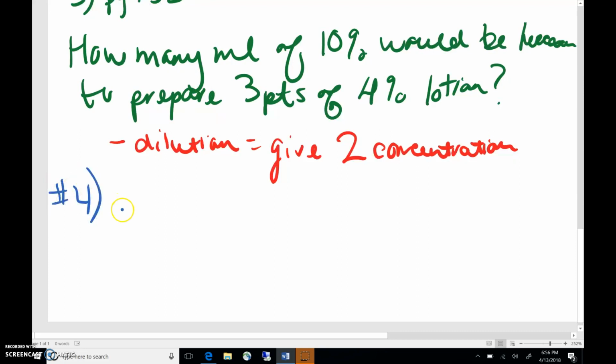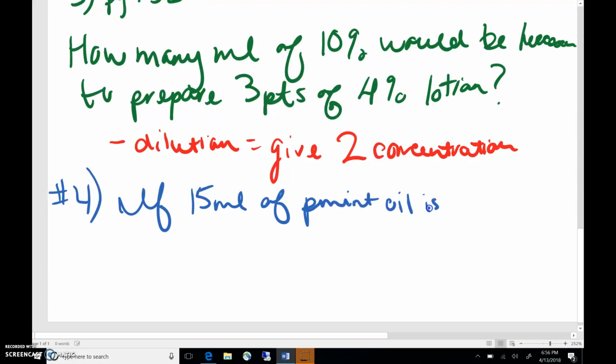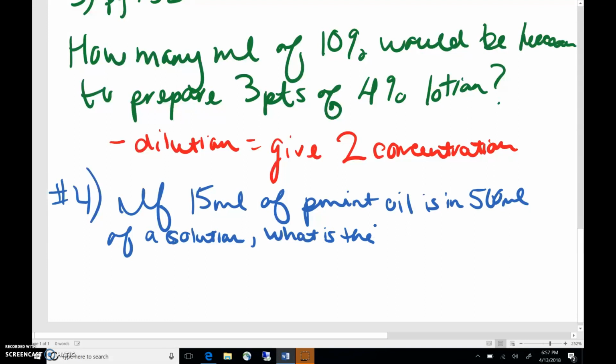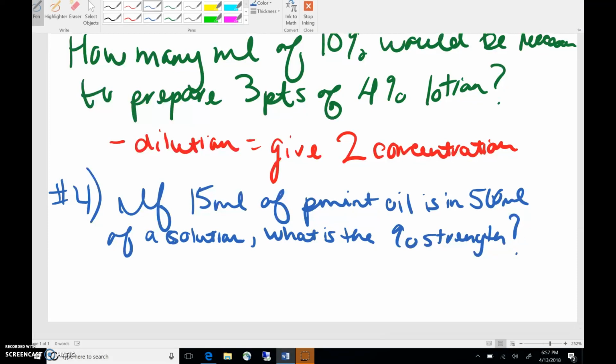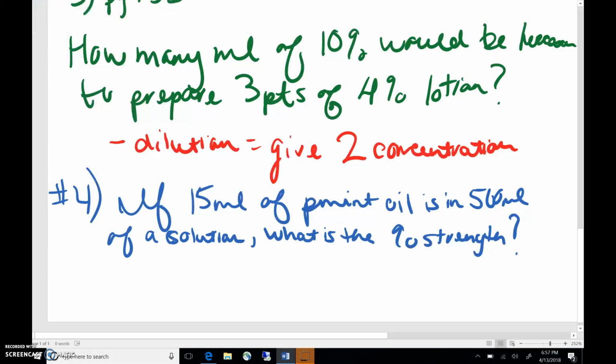Same page, but it says if 15 milliliters of peppermint oil is in 500 milliliters of a solution, what is the percent strength of the fluids? Alrighty. So the first question you ask yourself is, what type of problem is it?